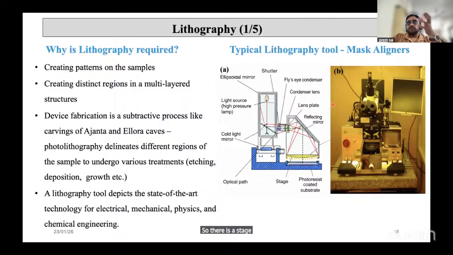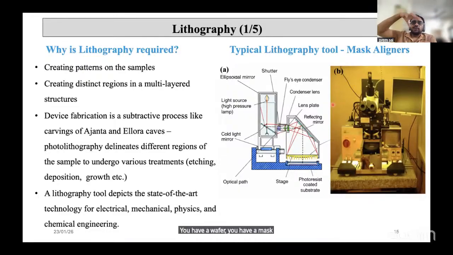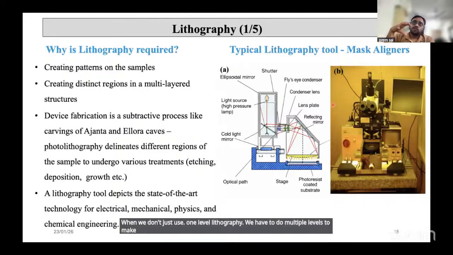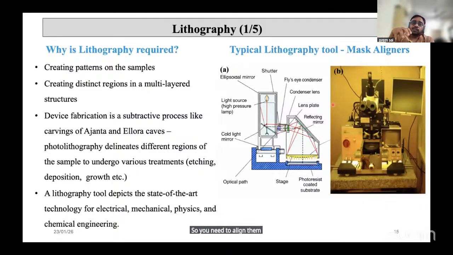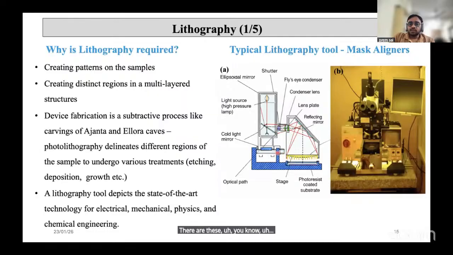So basically, why you call this a mask aligner is that you have a mask and you have a wafer, and you need light to go through this mask and fall onto the wafer. But we don't just use one level of lithography, we have to do multiple levels to make a processor out of it. So you need to align them. In order to align them, you need to adjust this stage. That's why, if you see, there are these stage adjusters, screw gauge kind of things. Then the wafer is exposed.